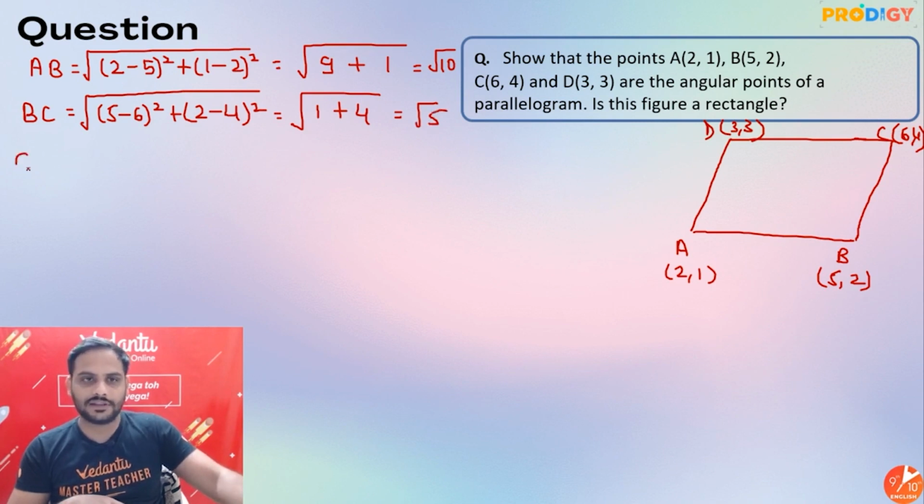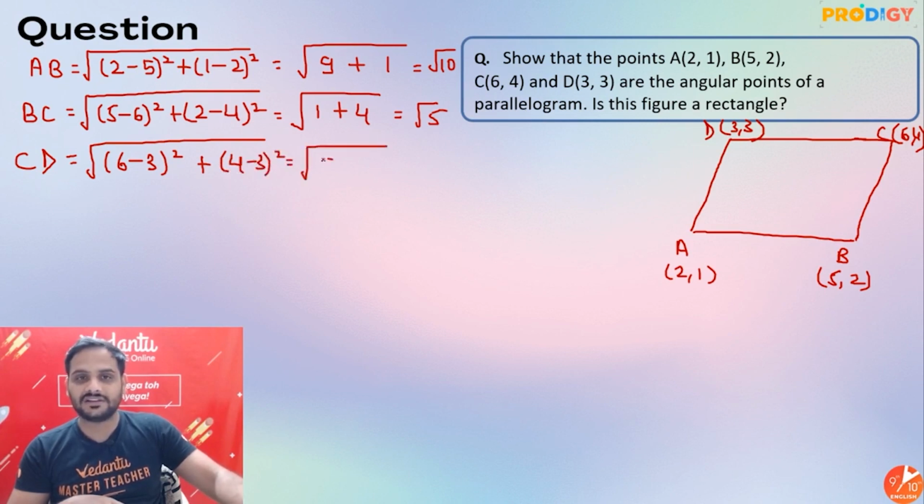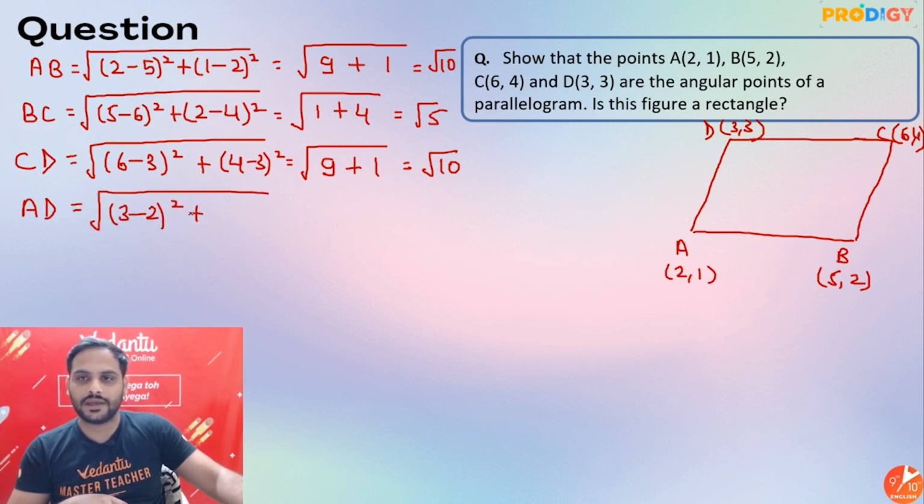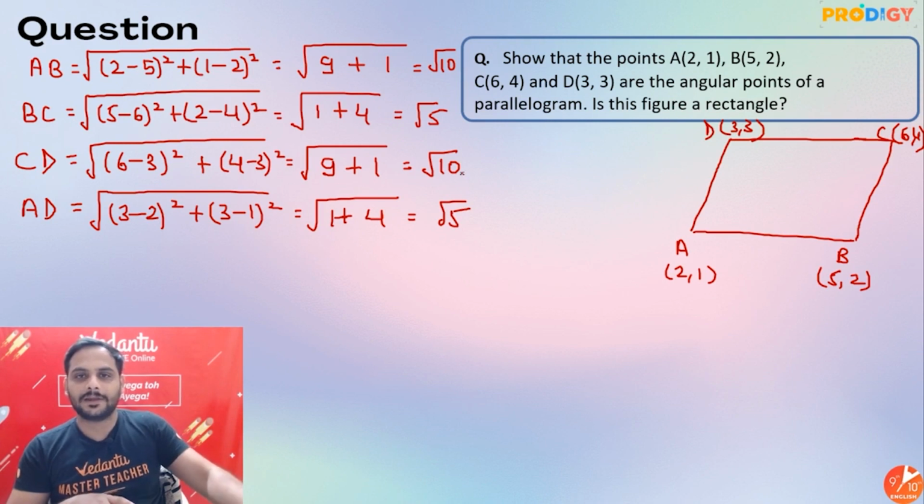Then let's look at the length of CD. So CD we are getting as 6 minus 3 whole square plus 4 minus 3 whole square. 6 minus 3 is 3, 3 square is 9, 4 minus 3 is 1, 1 square is 1 only, which is again root 10, and AD is nothing but 3 minus 2 whole square plus 3 minus 1 whole square. 3 minus 2 is 1, 1 square is 1, 3 minus 1 is 2, 2 square is 4, which is again root 5. So guys, you can clearly see AB is equal to CD and BC is equal to AD.